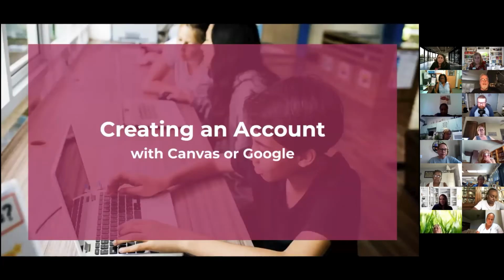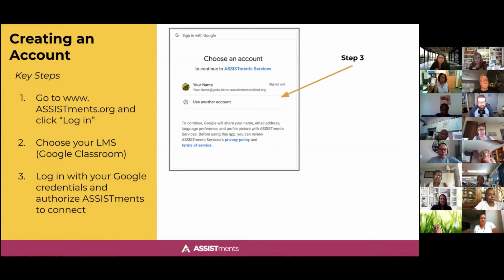So to create an account, and this does say with Canvas or Google, we are not a Canvas district, so with Google, it's pretty simple. You go to www.assistments.org and you click log in, and it's going to say, hey, what do you choose? You're going to choose Google Classroom, and then it's going to ask you, well, what do you want to use as your login credentials? And of course, you pick your district Google account.